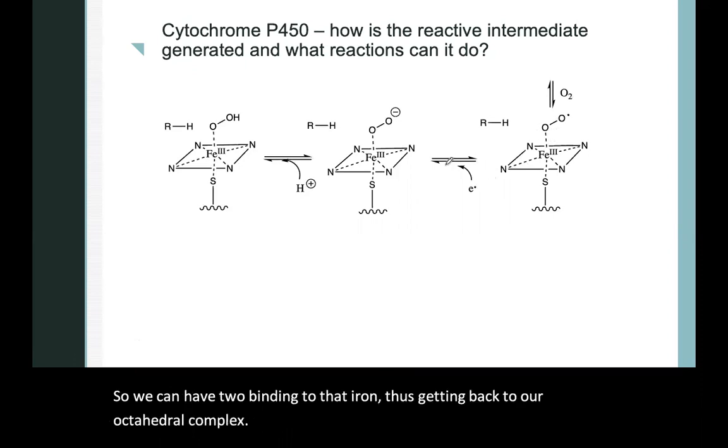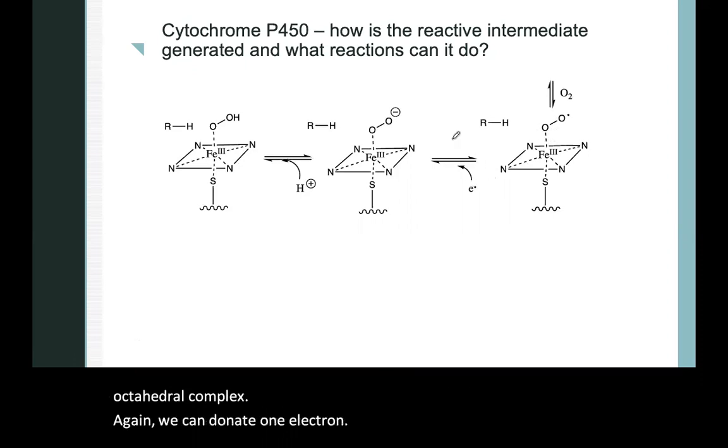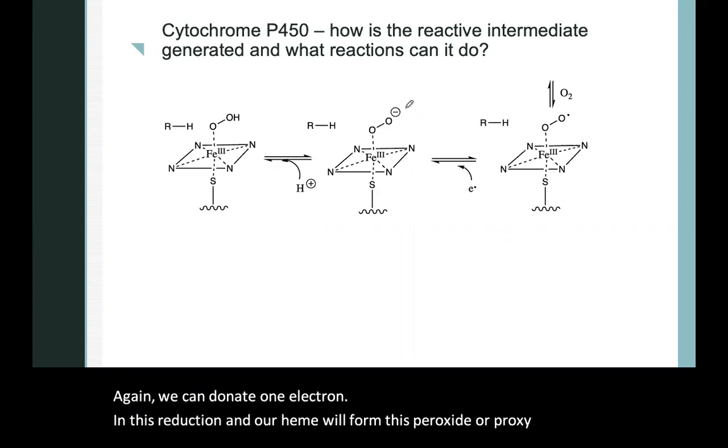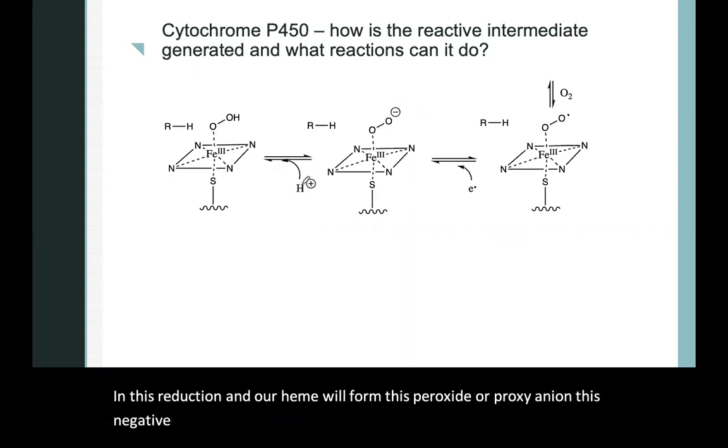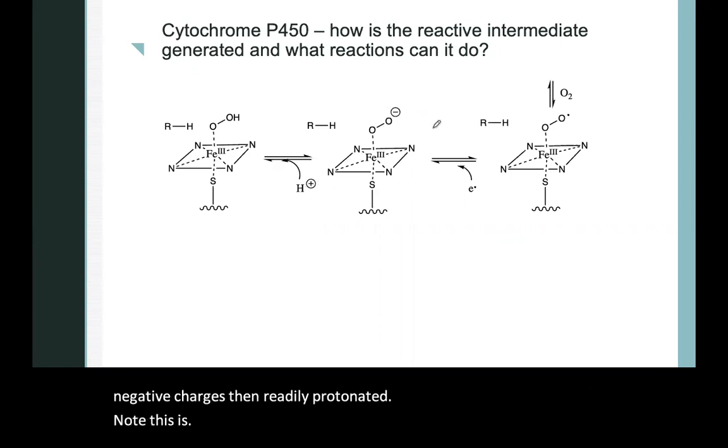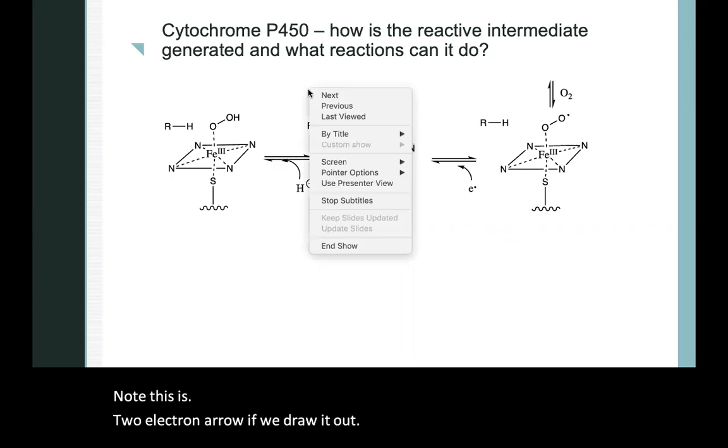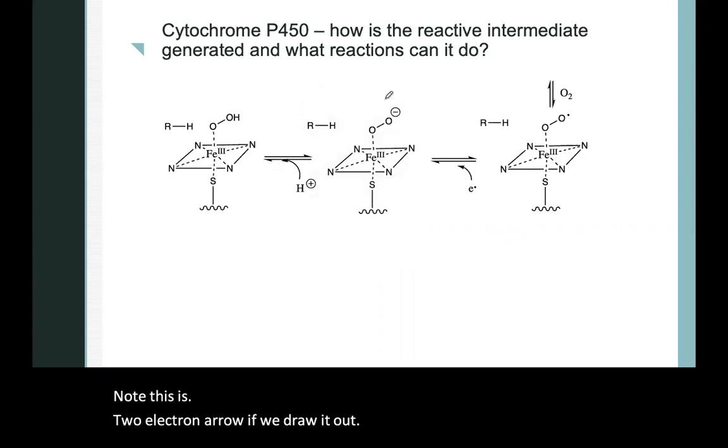Again, we can donate one electron in this reduction, and our heme will form this peroxy anion. This negative charge is then readily protonated. Note this is a 2-electron arrow if we draw it out. Not a 1-electron arrow, a 2-electron arrow.